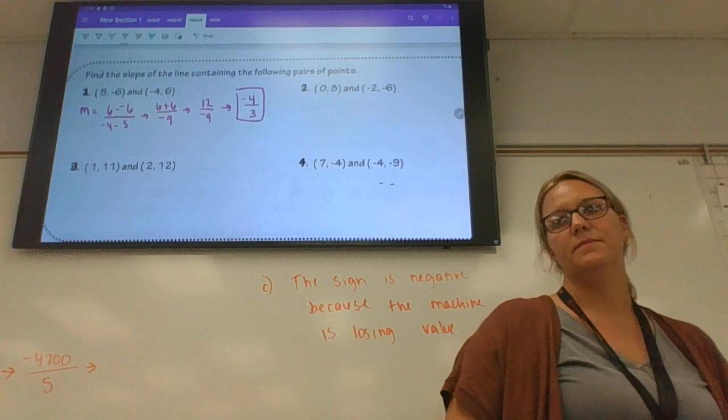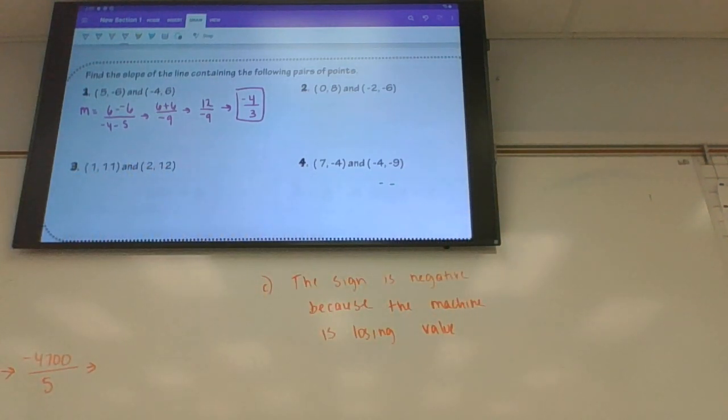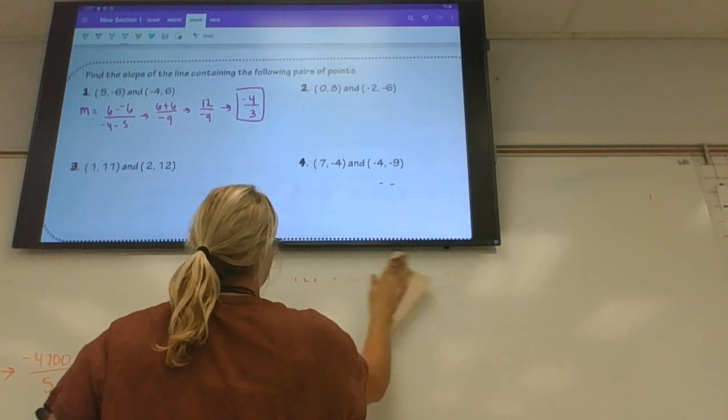So I got 12 over -9 for the first one. Reduce your fraction. Always reduce your slope. Divide the top and bottom by 3. And then for my answer, I don't like negatives on the bottom. I like them in the top, so I just moved it.